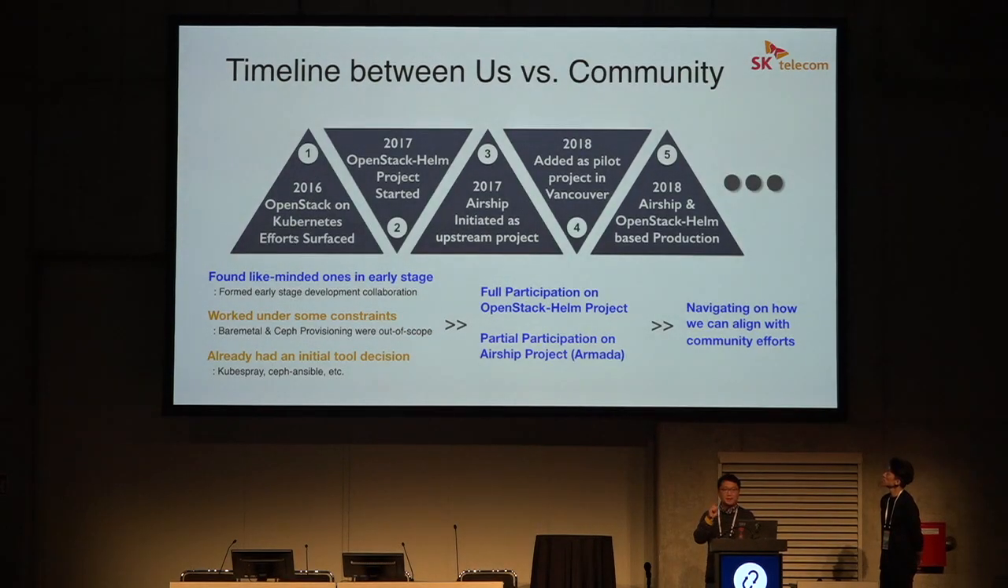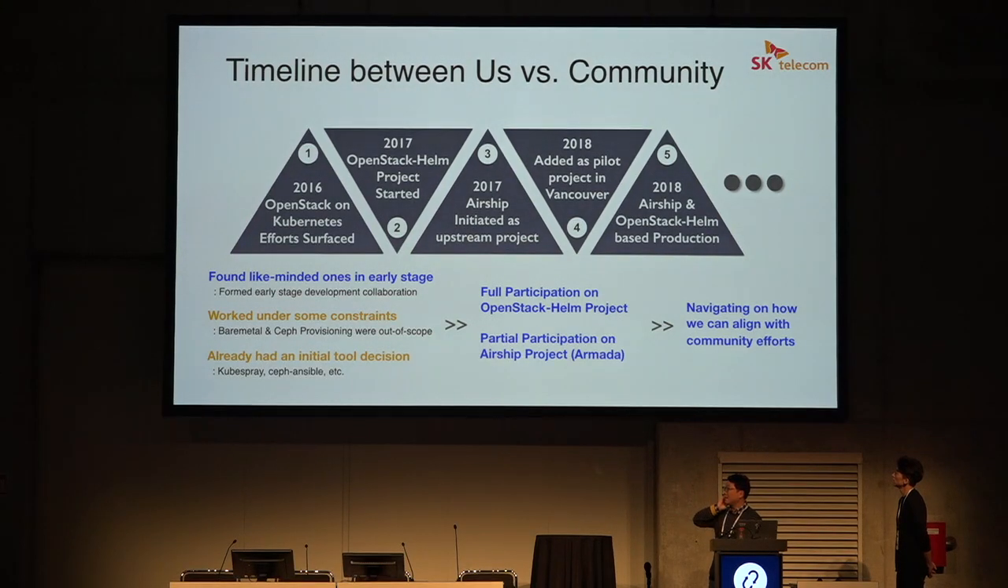So if you look at the timeline, in 2016, when we started looking into putting OpenStack on Kubernetes, luckily we found like-minded people at an early stage, like the AT&T dev team, who were also starting to look into Helm charts. So we were able to collaborate together, and SKT was able to fully participate in the OpenStack-Helm project from the beginning. But we had those constraints.